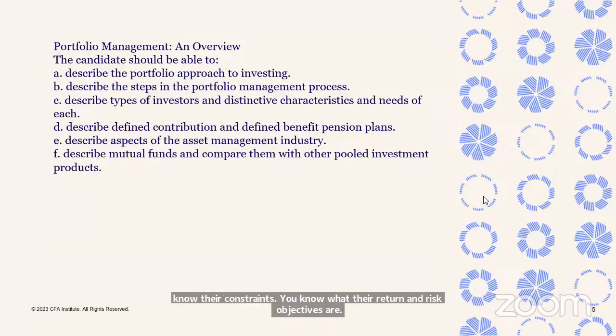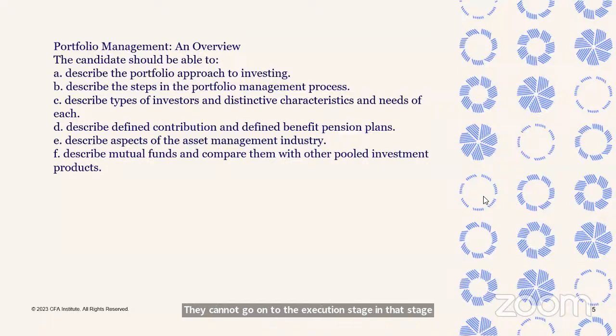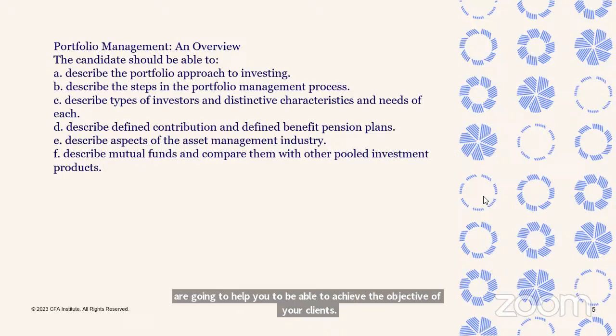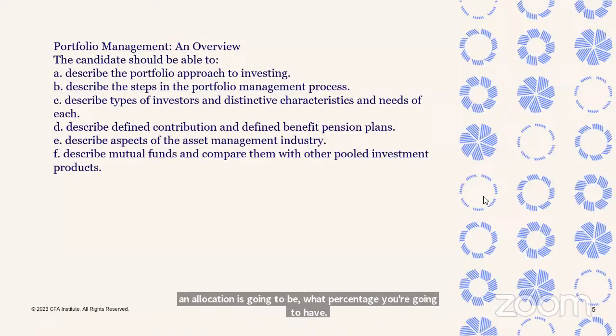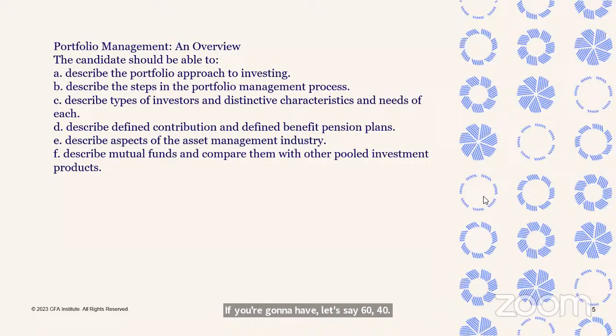In that stage, you try to look for assets that are going to help you achieve the objective of your clients. Under the planning stage, you determine what the asset allocation is going to be, what percentage you're going to have. If you're going to have, let's say, a 60-40 investment, 60% in fixed income and 40% in equity, because the investor in question is risk averse, then you now go further down to look at the quantum of fixed income investment that you have to pick the best that would meet the objective of your clients.